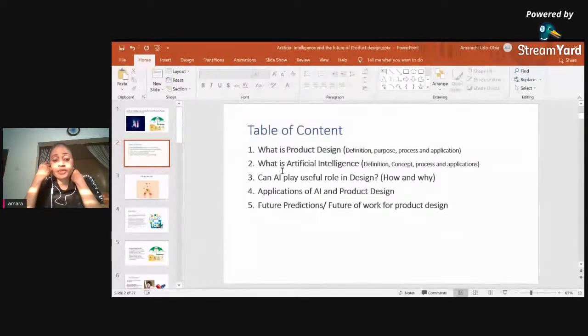From there, we'll move on to the roles that AI can play in the product design process. Is it useful? And if it's useful, how is it useful? What kind of functions can it play in the product design process? Is it something that can be adopted throughout the process, or perhaps at certain phases, or something that cannot be adopted at all? We're going to look at all this in a short while. Then after that, we're going to look at a few applications of AI in product design.